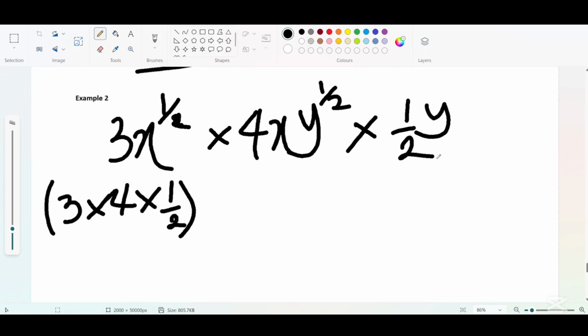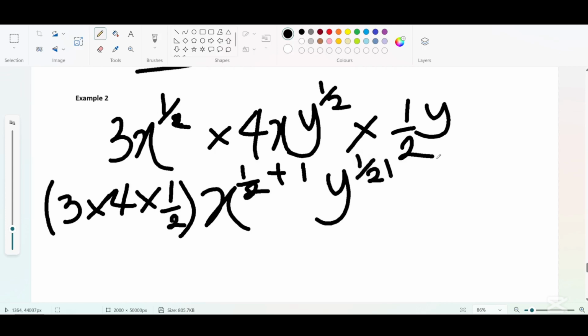So that one is sorted out. Then the powers will be added. As we can see, we have two letters here. One is x, the other one is y. And since they are all multiplying, we add the powers. So it's going to be x raised to the power 1 all over 2 plus 1, then y raised to the power 1 all over 2 plus 1.